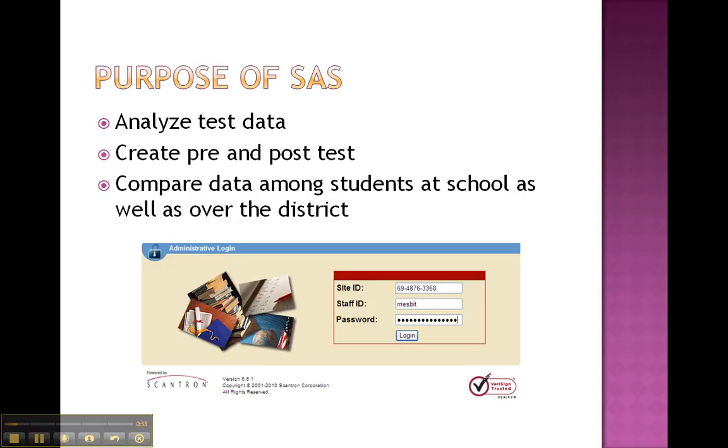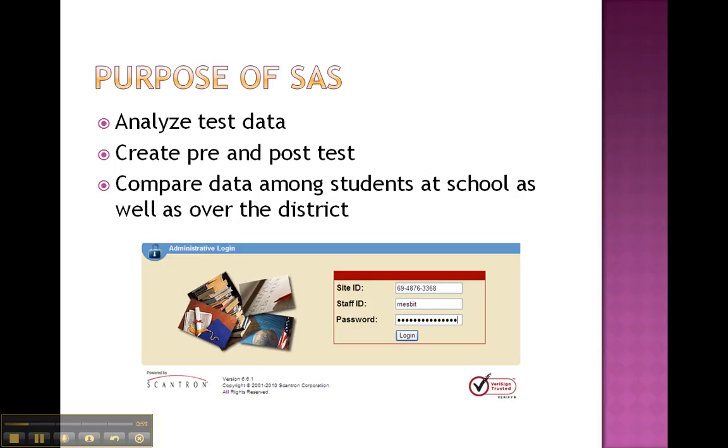So for example, if I wanted to compare the data of the sixth grade science students as a whole, compare them at my school, Chapin Middle School, to, say, the sixth grade students at Crossroads Middle School, which is a middle school in our district, I could do that. Now, I can't exactly compare specific students, but I could look at the school data.